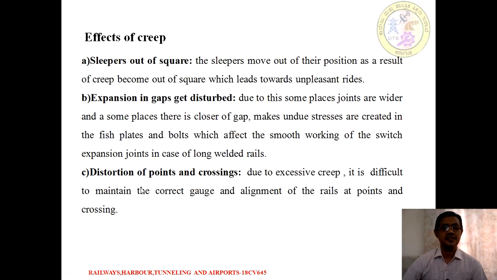Next is the distortion of points and crossing. Whenever we have excessive creep, it is very difficult to correct the gauge and the alignment, especially at the points and crossing. So these are some of the ill effects of creep.